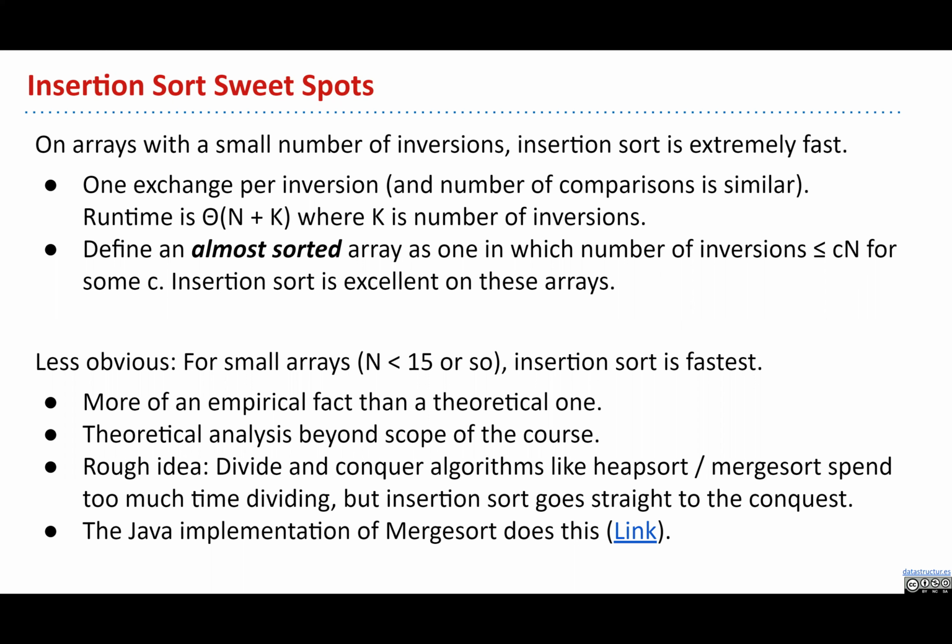Another thing that's super interesting is that for small arrays, insertion sort will also be fastest regardless of the number of inversions. Now, this is something that's more of an empirically studied fact, like people run experiments on real computers with real data sets. We're not going to do any kind of theoretical analysis. If you want, you can look at Donald Knuth's Art of Computer Programming book, but really it's an empirical experimental problem. And the reason this is the case is that algorithms like merge sort or heap sort or quicksort, which we'll talk about soon, they spend too much of their effort doing the dividing and conquering, and they're not doing enough just full on conquering.